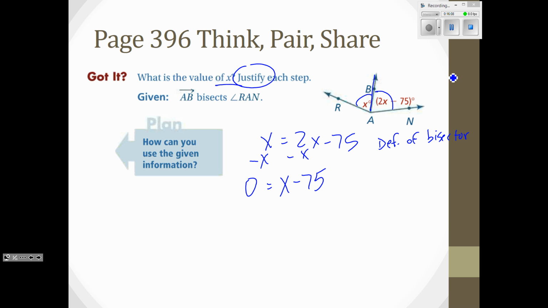So my justification over here will be subtraction. And then I'm going to always abbreviate, and you can do this too. Instead of writing property of equality, I'm just going to write POE. That's going to save us some time. Okay? So, subtraction property of equality. Now what? Who has an idea? What would we do next to solve for x in this situation? Abby? We would add 75, right? And what property are we using now? The addition property of equality.